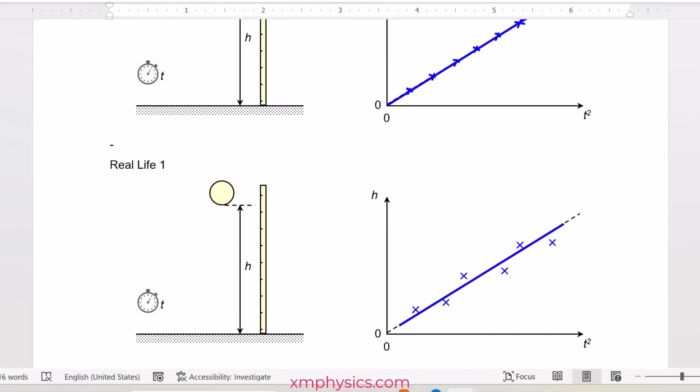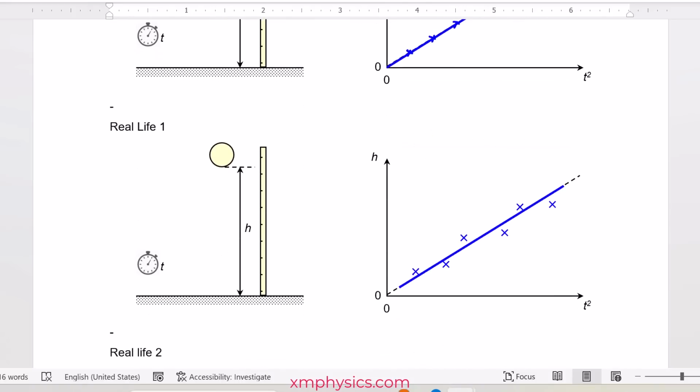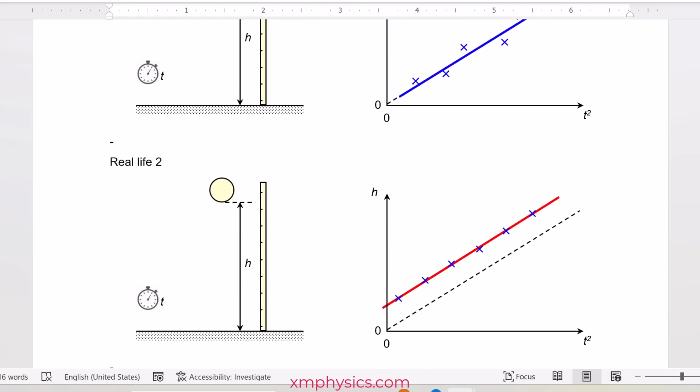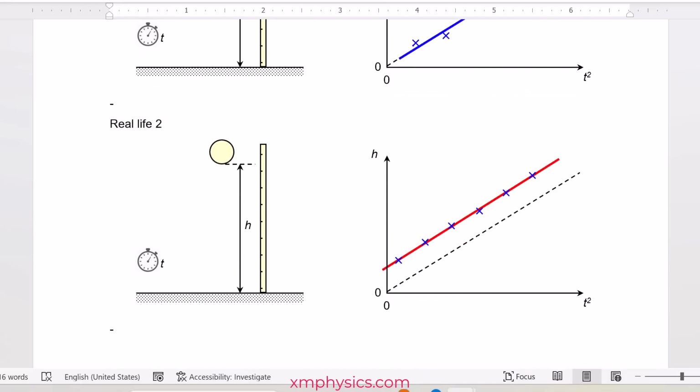Do you notice that actually random errors don't cause any inaccuracy, because the gradient of your best fit line is not affected? So you are still going to get a very accurate value for g. Not so if your errors are systematic. If you get a graph like this, it's very clear that you have a systematic error, because it looks like your values of h are always too large, and always too large by the same amount.